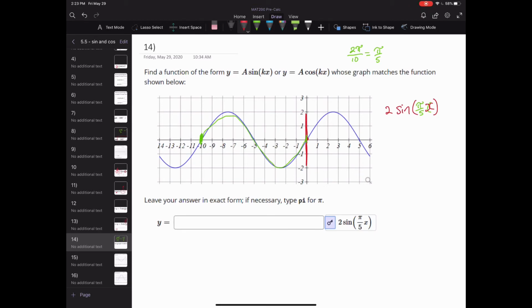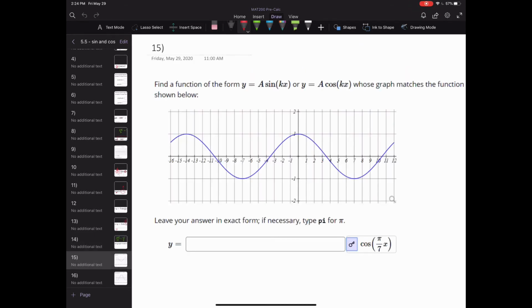That's all the information from there. Notice that to find the period, if you went backwards, you could easily do this check. 2 pi divided by pi over 5 is really just 2 pi times 5 over pi, times the reciprocal. These cancel and you get 5 times 2 is 10. So you actually get that period back. You could always do that and check it.